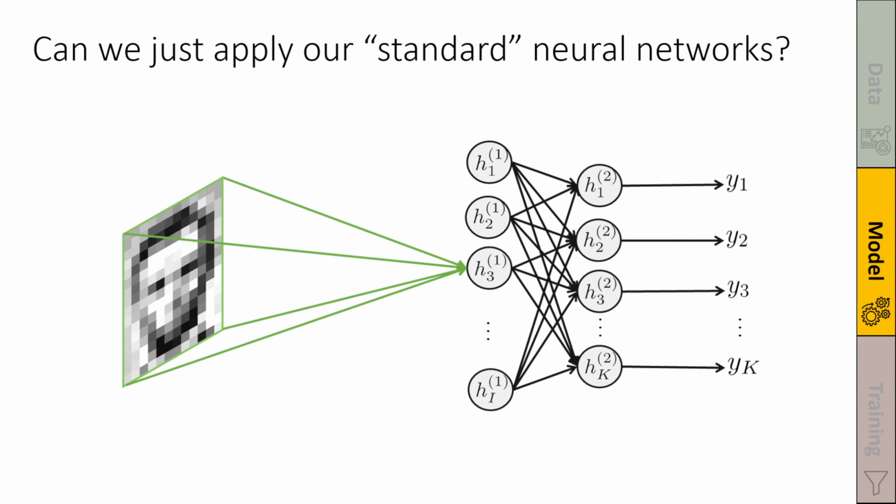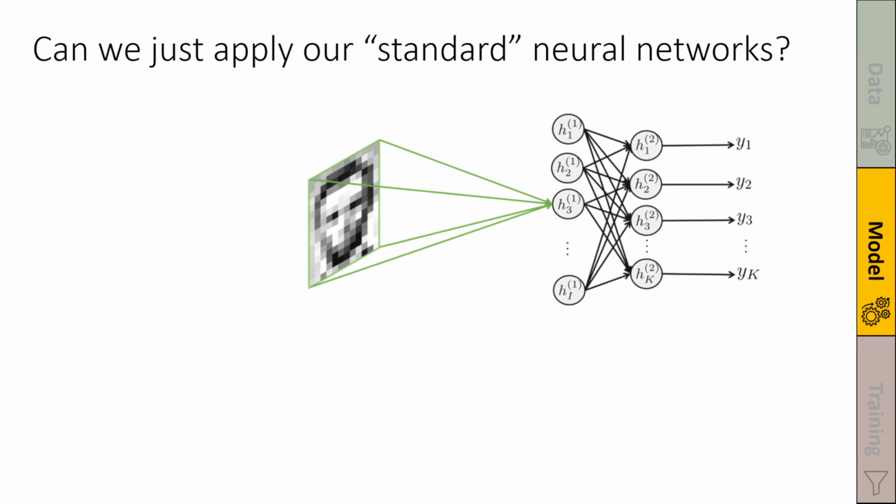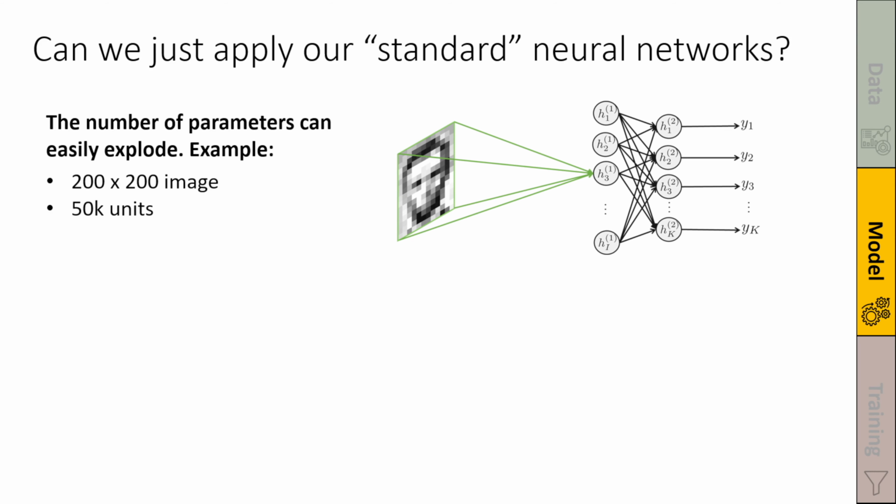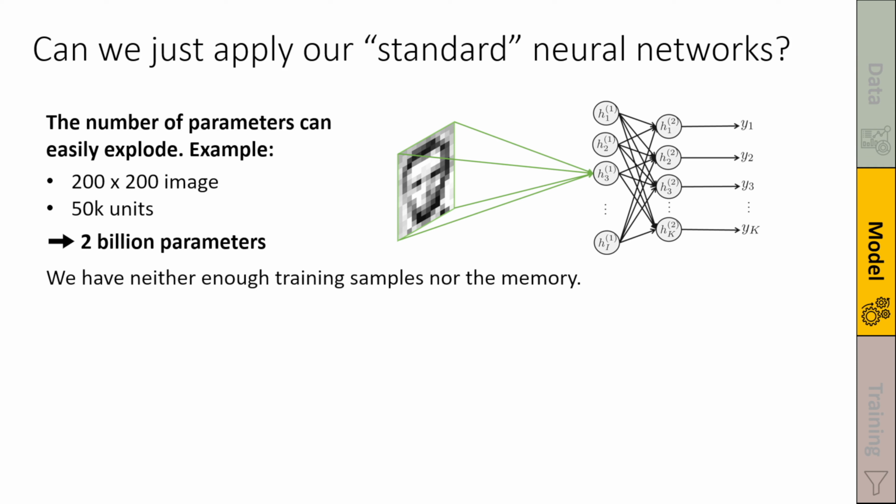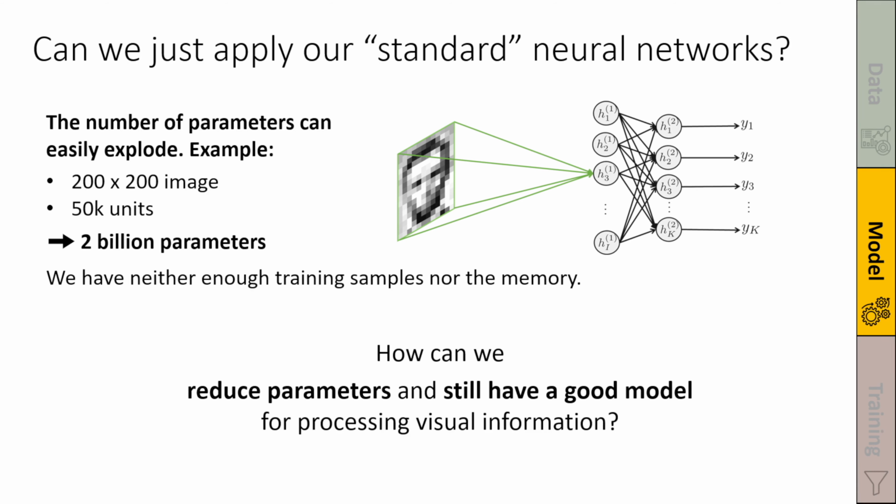While in theory this is possible, there is a problem. And the problem is that there is just a lot of weights, in other words, parameters in this model. For example, if we have a 200 by 200 image, and say we have 50,000 units in the first layer, then we have a model with around 2 billion parameters. And we neither have enough training samples to train a good model, nor do we have the memory to store this model. So then the question is, how can we reduce the number of parameters while still having a good model?